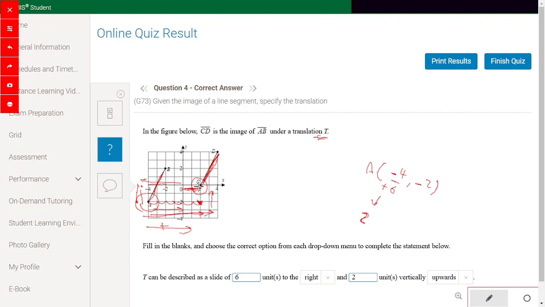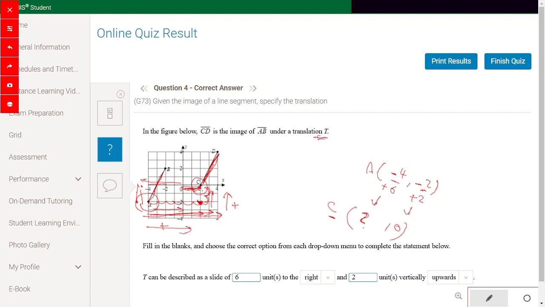Now to go to point C, I have to move upwards 2 units, 1, 2. And because I'm moving upwards, it's plus for the y-axis. So here, minus 2 plus 2 will give me 0. So that means C will be (2, 0). Yes, (2, 0), this is right. So to go from A to C, I moved 6 units to the right and 2 units upwards.